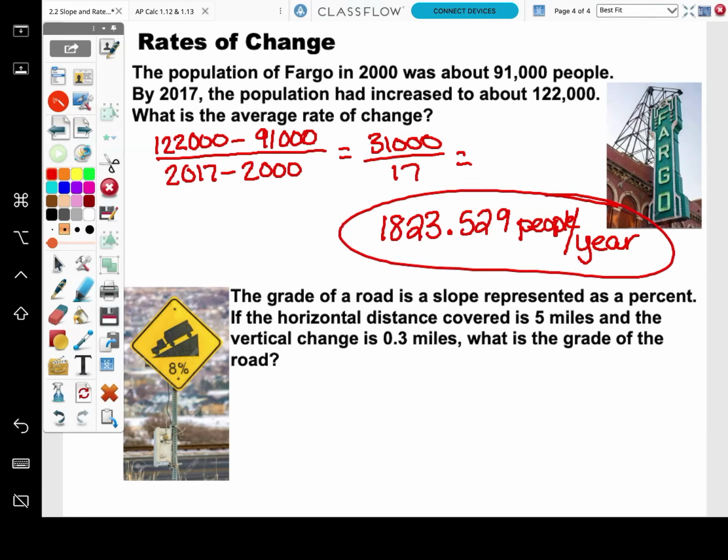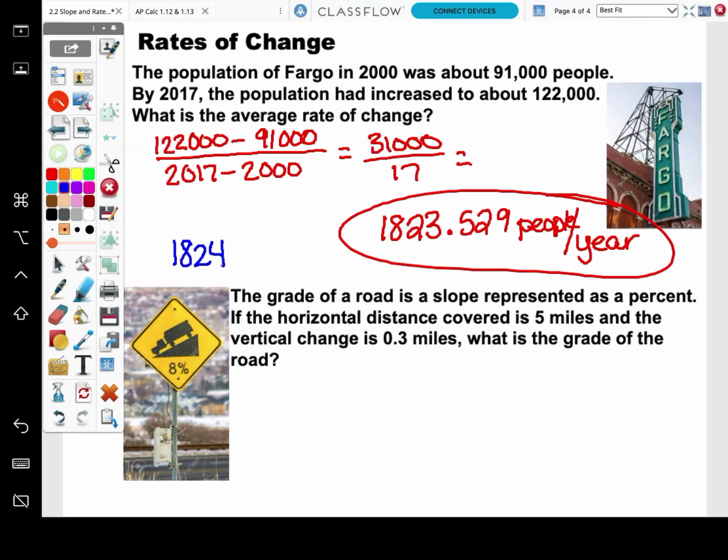So that means the population of Fargo was increasing, because it's positive, at about 1,823 or 24 people per year. Because this is talking about people, we normally refer to that as 1824 people per year, or 1823. It wouldn't be wrong either way. Decimals just don't make sense when we're talking about people.